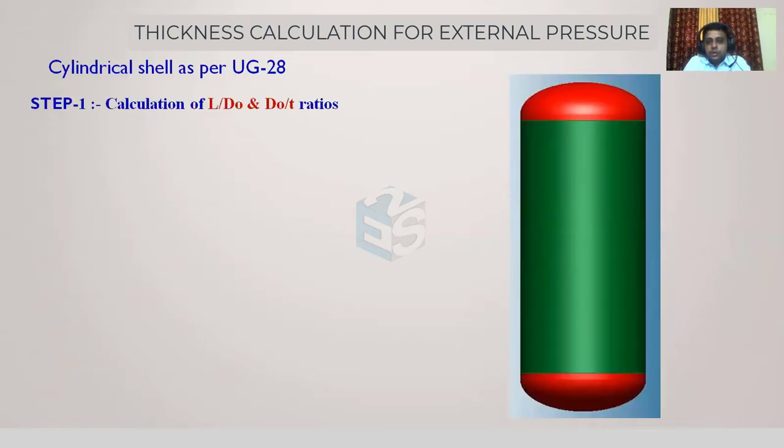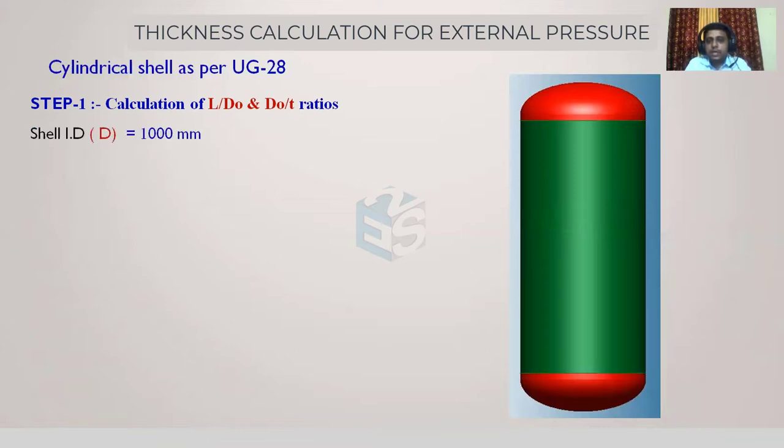We are going to proceed step by step. Step one is the calculation of L by DO and DO by T ratios. These two ratios are very important, and they will be utilized in the calculation of factor A. So let's start with the calculation of L by DO and DO by T.